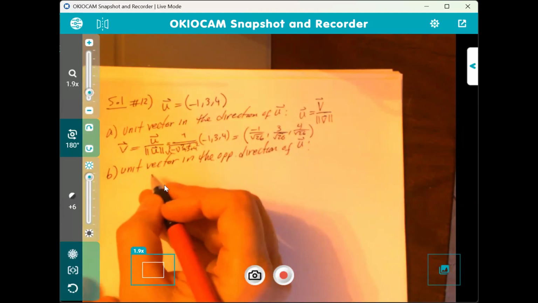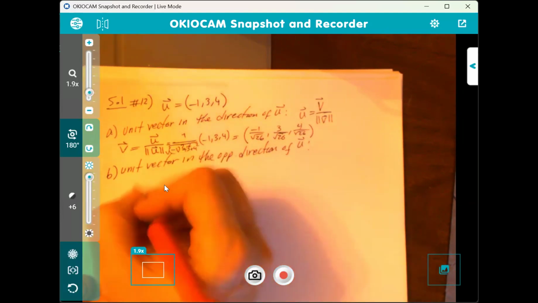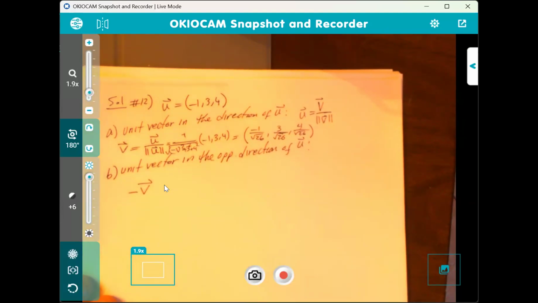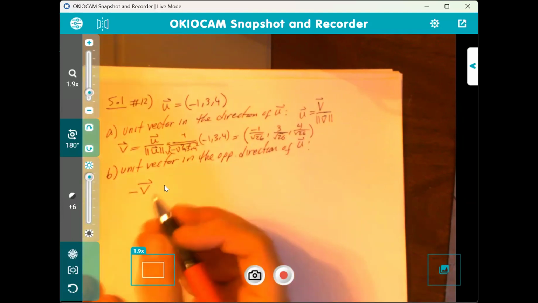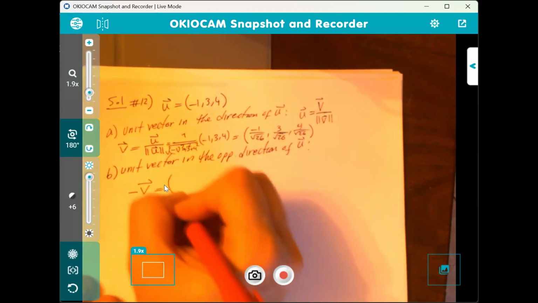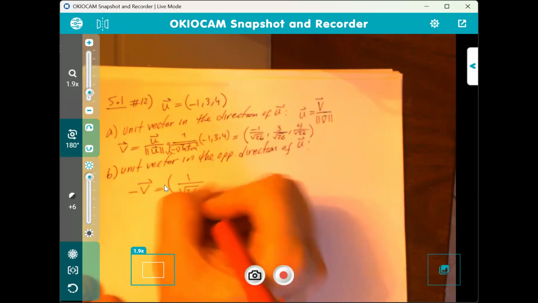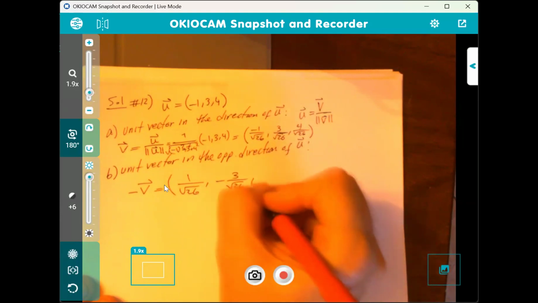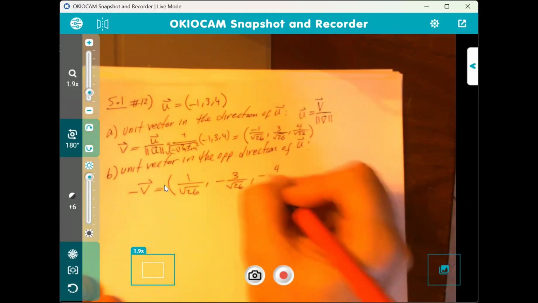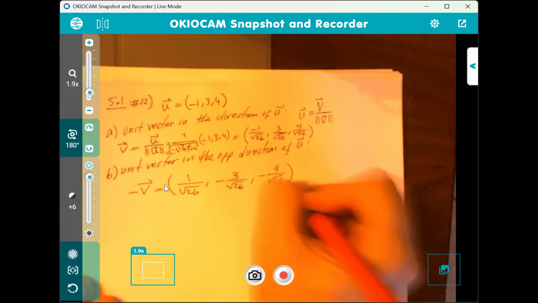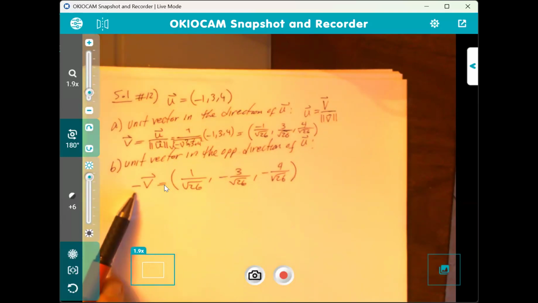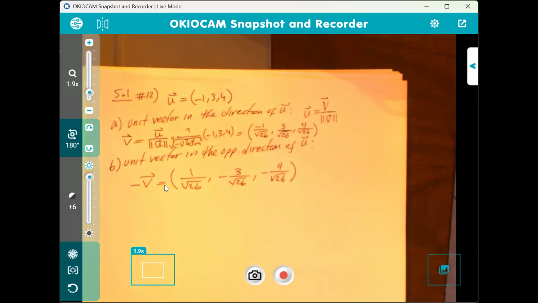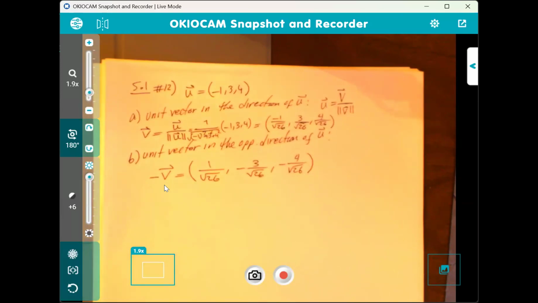So for part B, all we got to do is just change the direction of v to negative v. So the unit vector in the opposite direction, therefore, is going to be 1 over root 26 times negative 3 and negative 4, so negative 3 over root 26 and negative 4 over root 26. This is a vector going in the opposite direction. So first we find it in the same direction and then multiply by negative. And there you have that one.